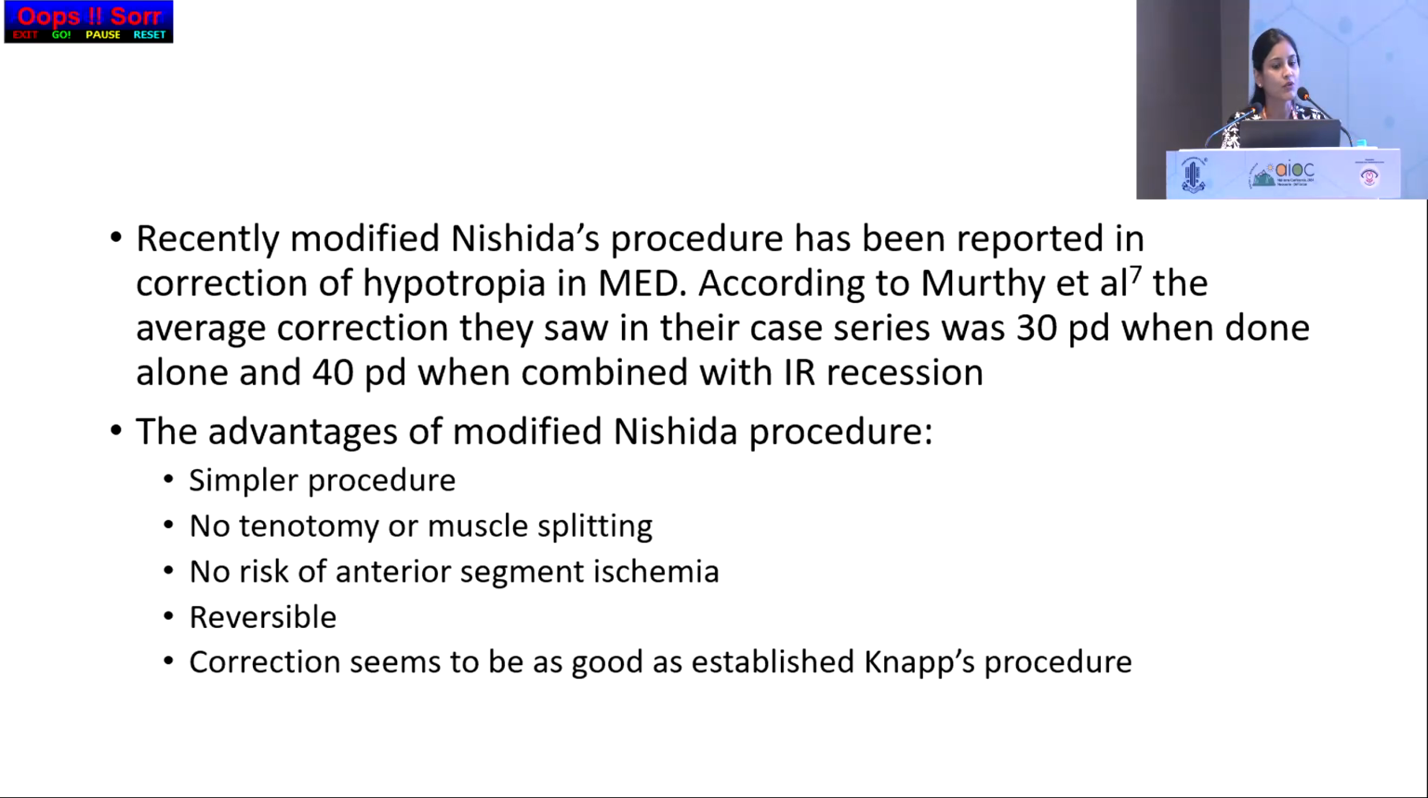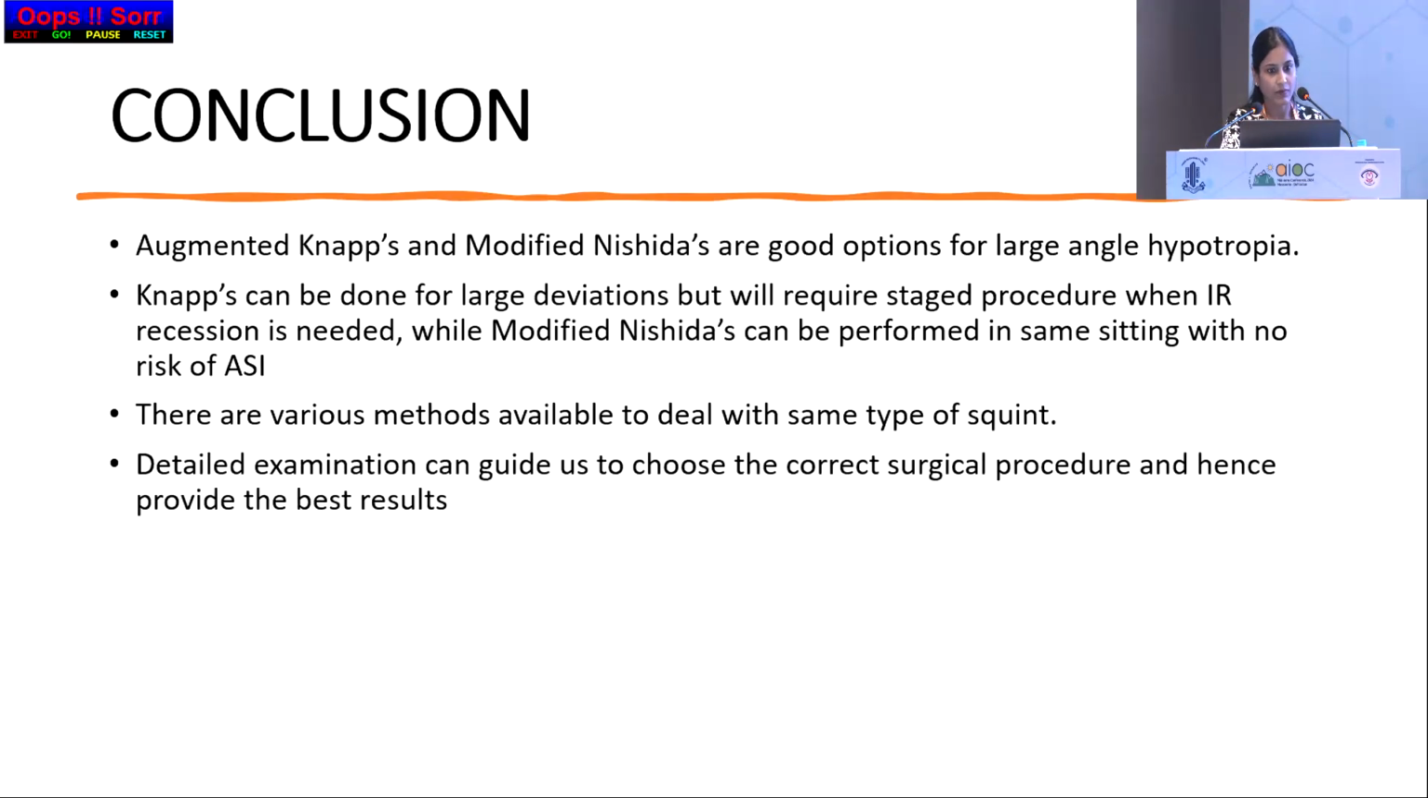The advantage of modified Nishida is that you can do an IR recession in the same sitting as the modified Nishida's procedure, and it is reversible also. So these are two good options for large angle monocular elevation deficit. Thank you.